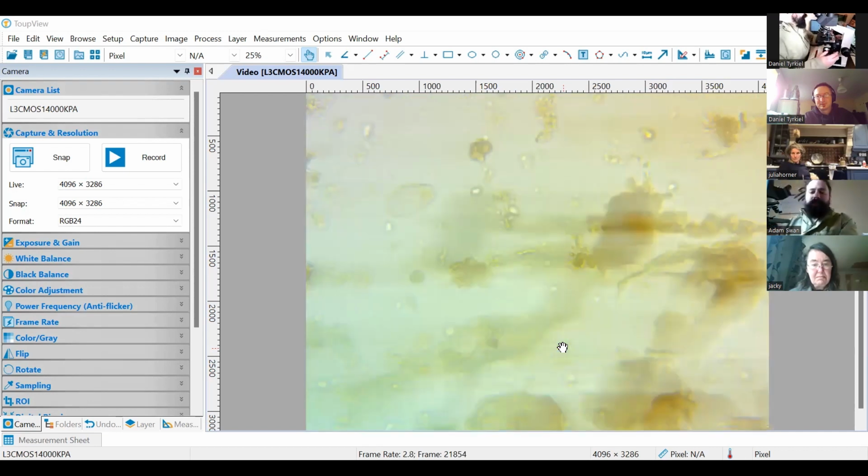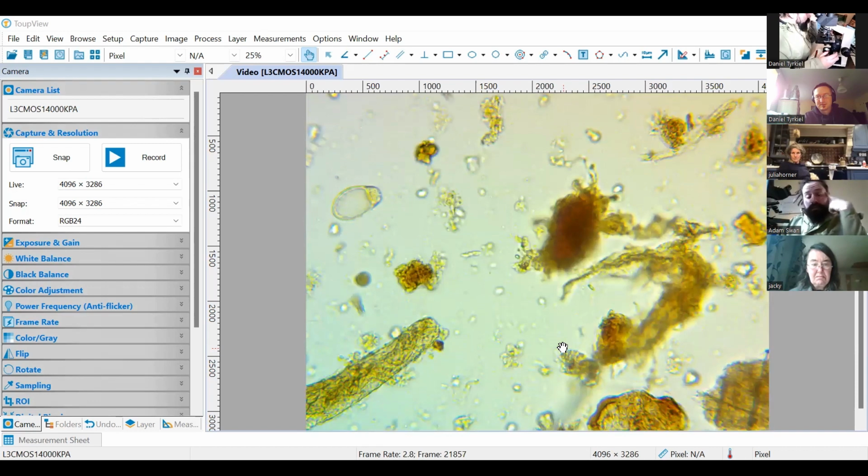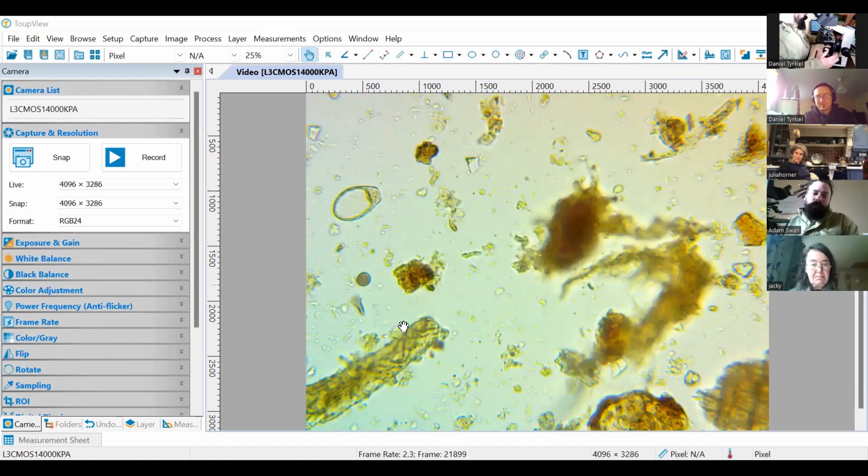Just scanning around, you get an idea of what the environment of compost looks like on the slide. You have these different pieces of organic matter. Like Daniel said, you have spores. Just trying to get a little bit more focus. You have the mineral fraction. Here is a mineral.